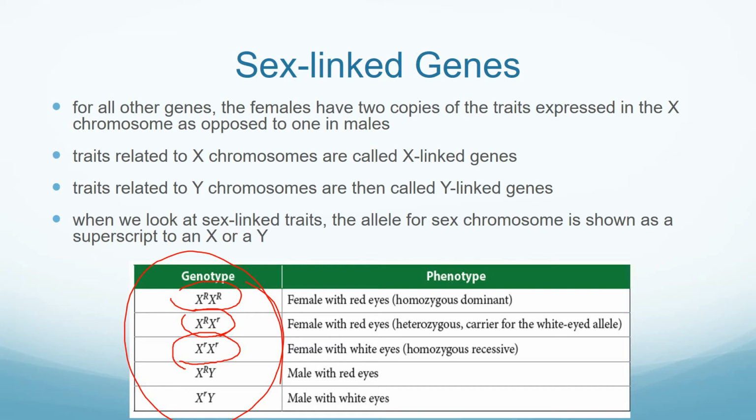Now with males, the difference is that there's a Y chromosome, which does not have anything to go with it. That means our X and our Y are separate. Only the X carries the allele. So males with red eyes will only need to have one dominant allele, and males with white eyes will only need to have one allele for the trait.